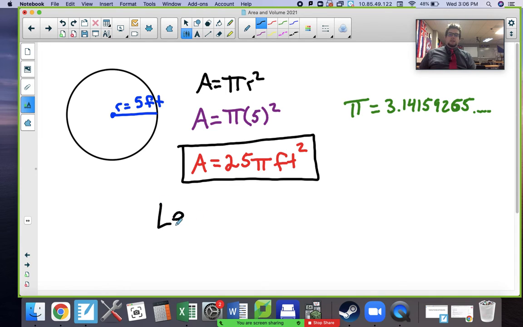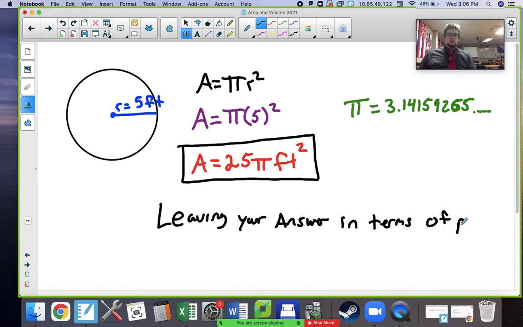This is known as leaving your answer in terms of pi. If you ever need to multiply it out, the problem or whatever situation you are in will call for an approximation of pi. The more accurate you need your answer, so if you're like, 25 pi, I need it to be multiplied out, the more decimals they ask you to include, the more accurate your answer.